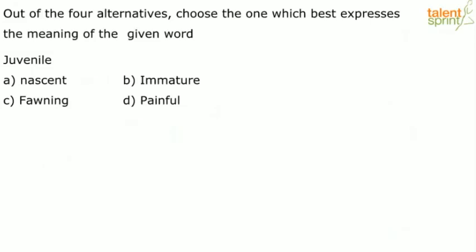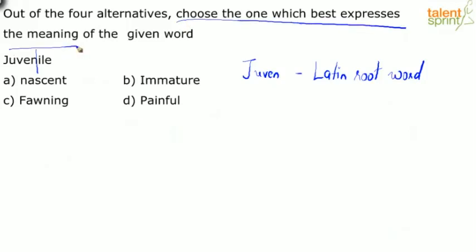Juvenile. Juvenile, this word is not a very difficult word, but some of you again may not know the meaning, right? So again, for information's sake, juven is again a Latin root word. We are looking at synonyms. Choose the one which best expresses the meaning. Synonyms, not antonyms, right? Juven, Latin root word, that means young. So what are my options? I have nascent, immature, fawning, painful.